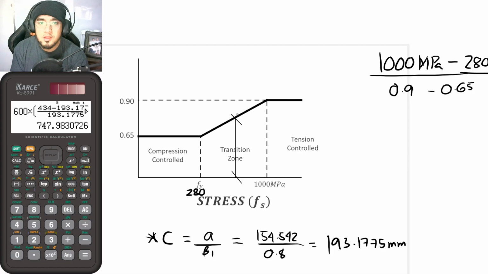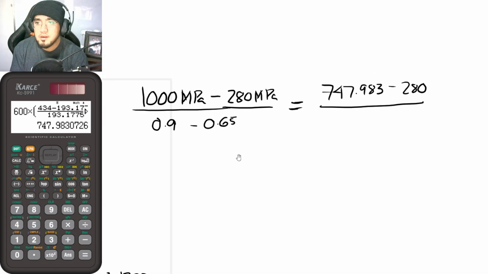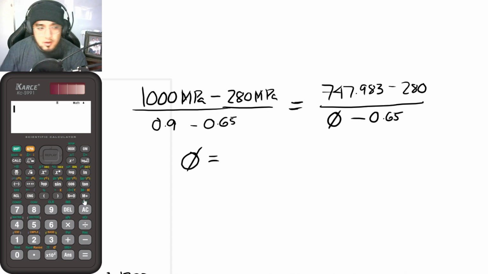So actually, we do not know what the value of phi is here. So from that, just write here phi. So this is now subtracted by 0.65, which is the partner of 280. So from that, the value of phi is now equal to, looking at the calculator, this time I would just be making use of shift solve.